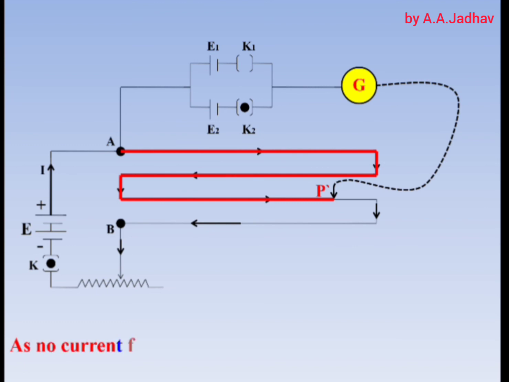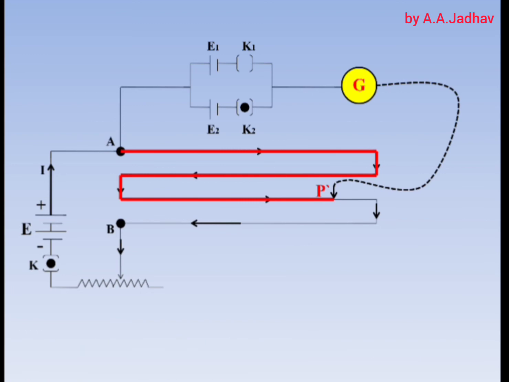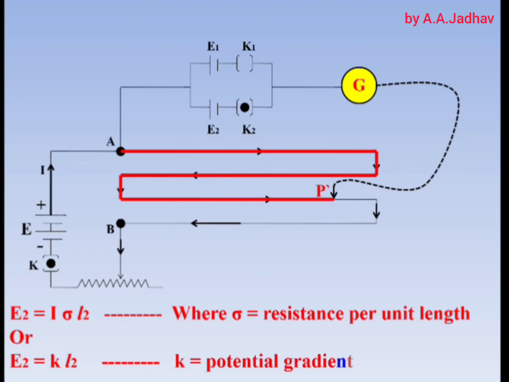As no current flows through the cell E2, the potential difference across AP' is nothing but the EMF of cell E2. Therefore, E2 is equal to I sigma L2, where sigma is the resistance per unit length of wire, or E2 is equal to K L2, where K is the potential gradient. Let this be equation 2.